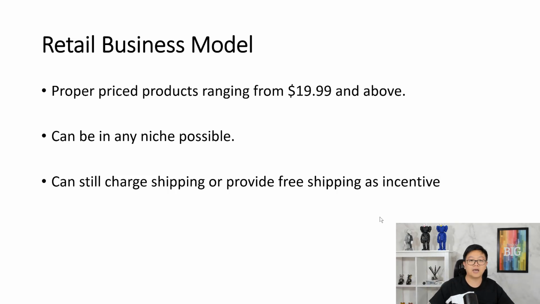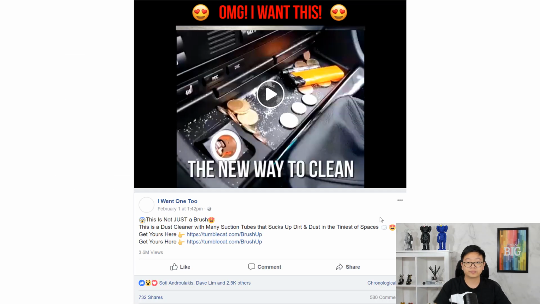Okay, so let's take a look at some of the good retail business models and some of the products that did pretty well. All right, so this is one of the examples, a dust cleaner. Basically this will allow you to clean up the tiniest of spaces. But look at this. This is a video ad, 3.6 million views, 2,500 people like this, and 732 shares. Anything above 1 million views is already doing pretty decent.